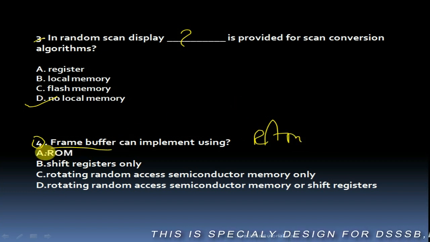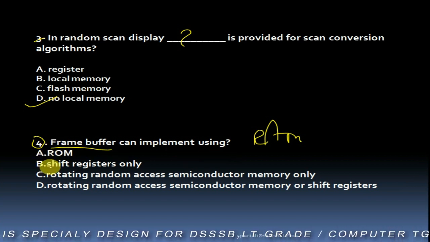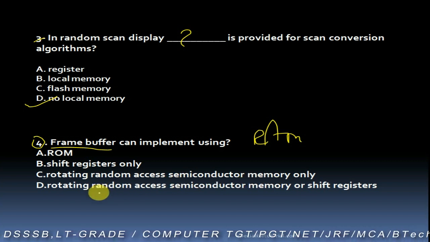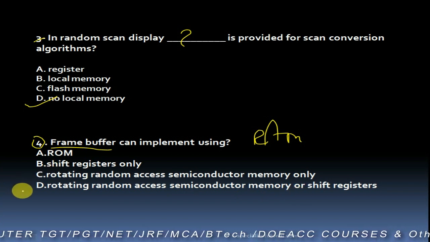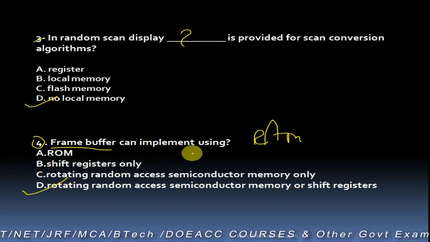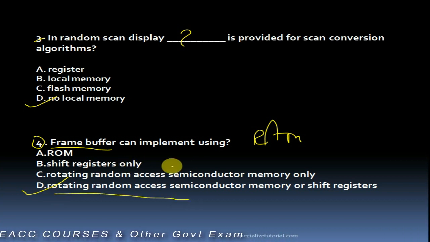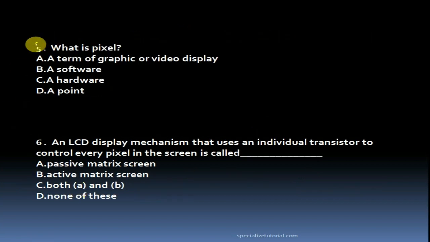Now move on to the question. A frame buffer can be implemented using ROM, shift register, rotating random access semiconductor memory only, or rotating random access semiconductor memory or shift register. As I just explained about the buffer, it uses RAM, semiconductor memory or shift register. So D is the right answer. Now take the next question, question number 5.